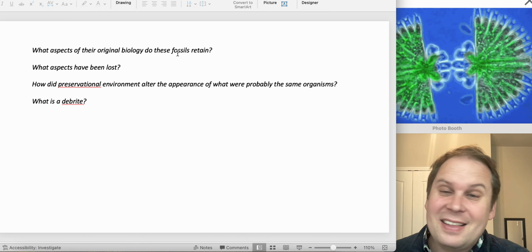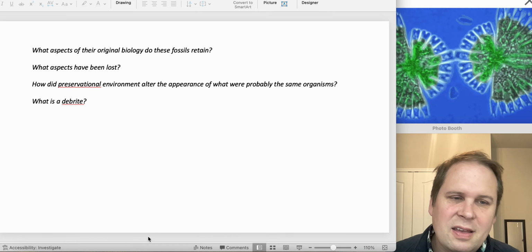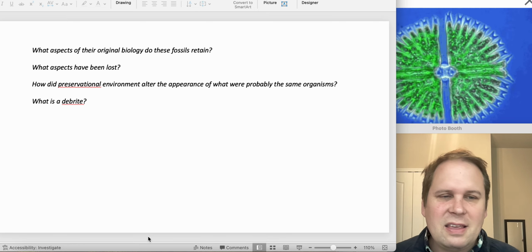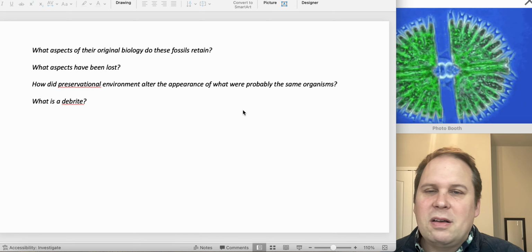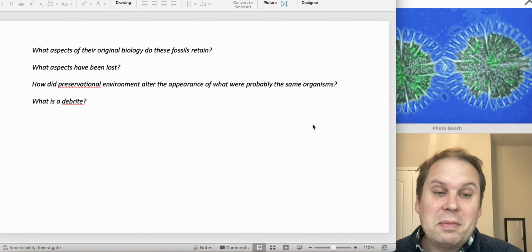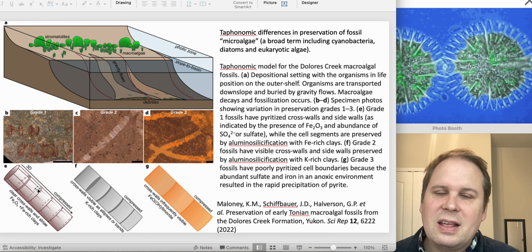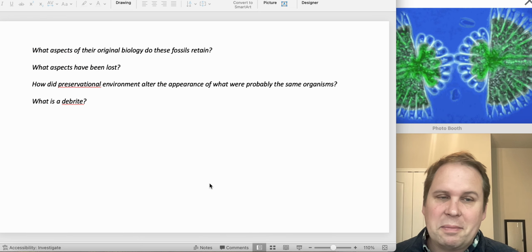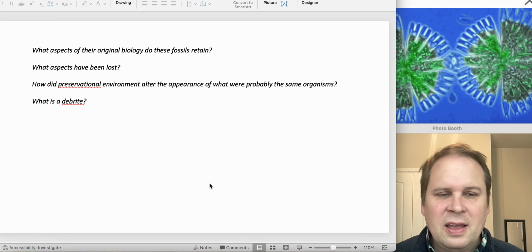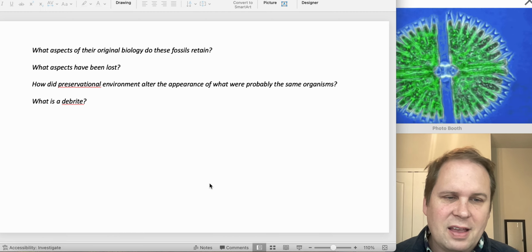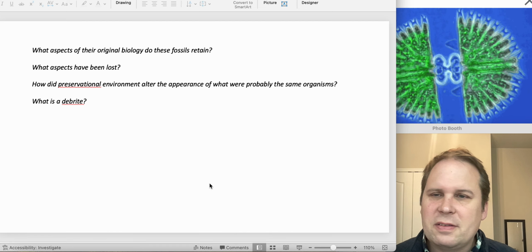What aspects have been lost? That's the same question, and it's most everything. DNA, there's no nuclear fossil that they were able to locate inside of these. How did the preservational environment alter the appearance of what were probably the same macroalgae? And so that's basically this slide. Depending on what was in the clay and what conditions were around at the time, they get different deposition and alteration of mostly metal ions that kind of determine which features are left of the fossils that we see.